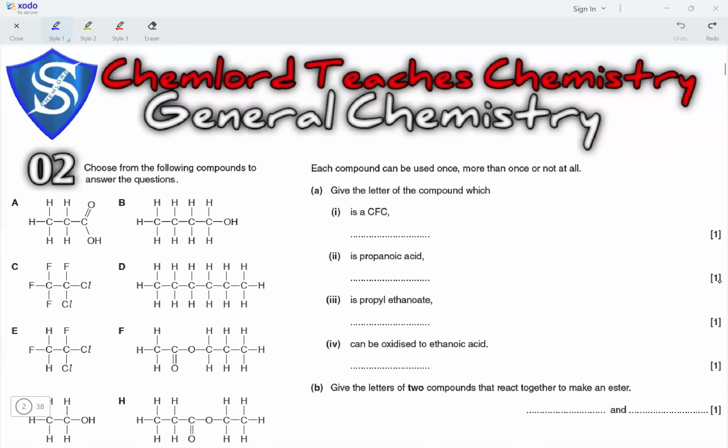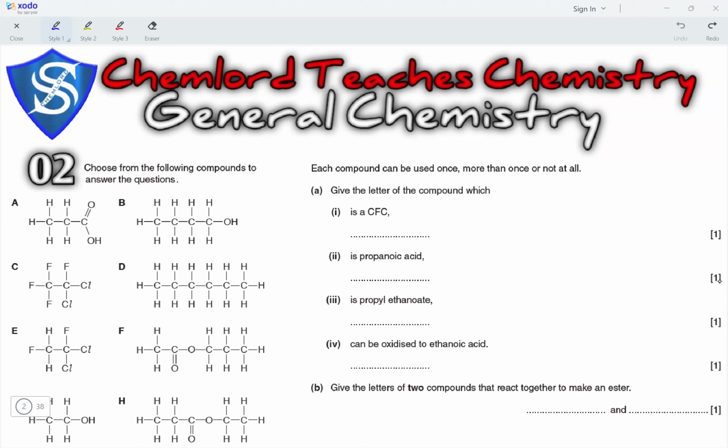Question 2. Choose from the following compounds to answer the questions. So the compounds are listed here. Each compound can be used once, more than once, or not at all. Give the letter of the compound which is a CFC. A CFC stands for a chlorofluorocarbon, which means it can have chlorine and fluorine both present in the same structure.